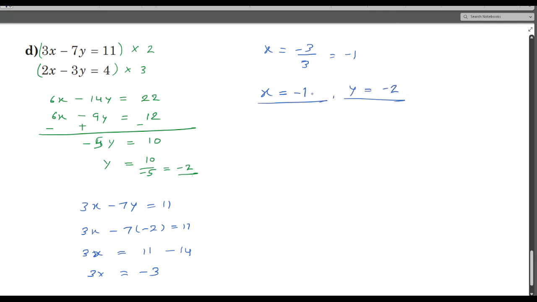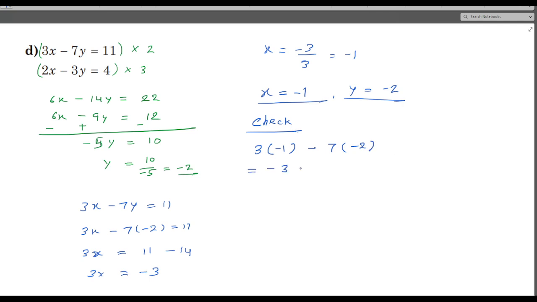Now it seems that these two values are totally different from what we got in A, B and C. So better we will cross check. So here let us do the check. In the first equation it is 3 times x, so I will put minus 1, minus 7 times y, I will put minus 2, and I will figure out what answer I am getting. It is minus 3 plus 14, and the result here is 11.